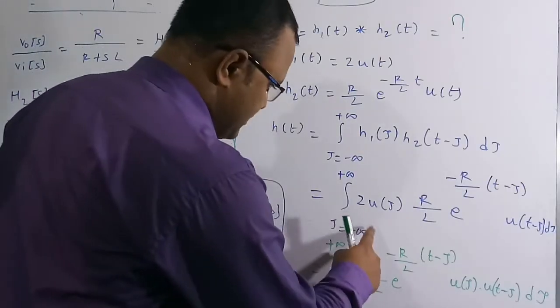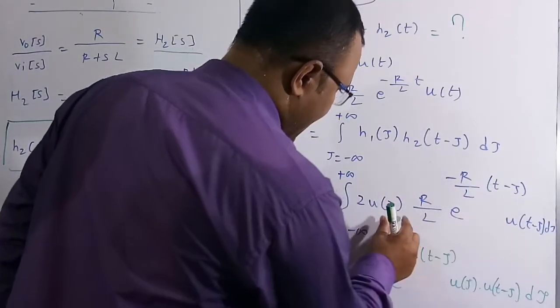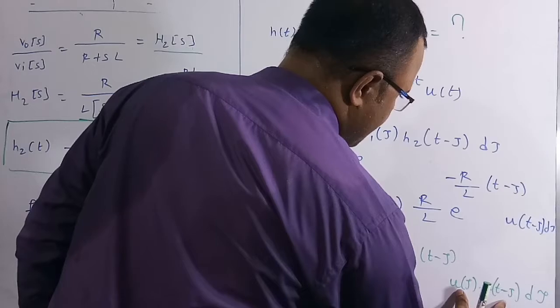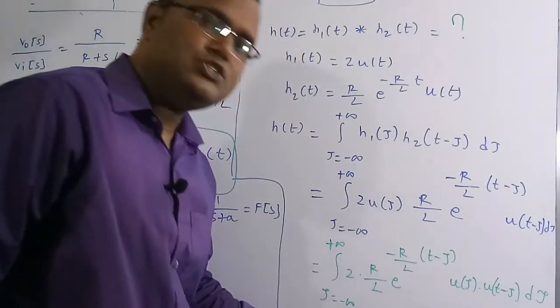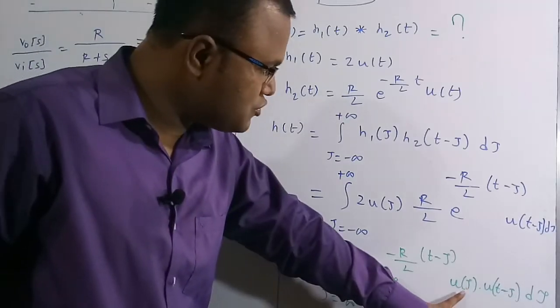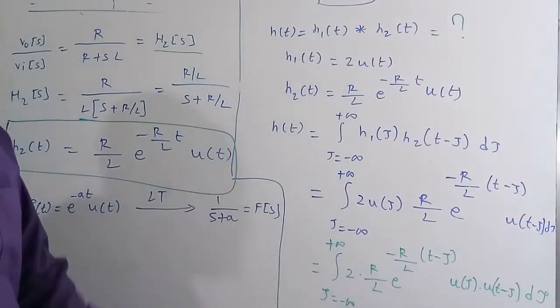And the terms which I am going to take here, 2R/L e to the power of minus R/L into (t minus tau), and this u of tau into u of t minus tau, I have written in this fashion. And if you see carefully, now I need to redefine the limits based on this u of tau and u of t minus tau. Then only I am going to get the further results.